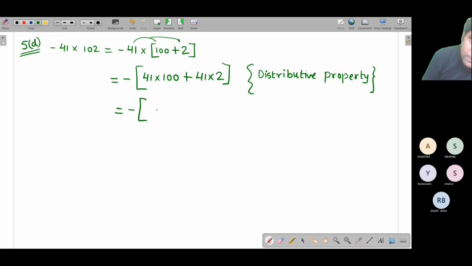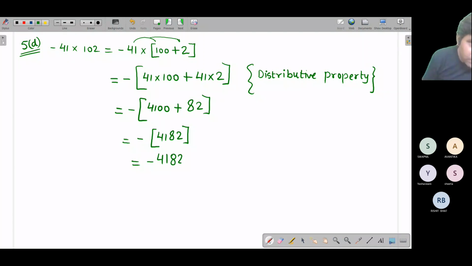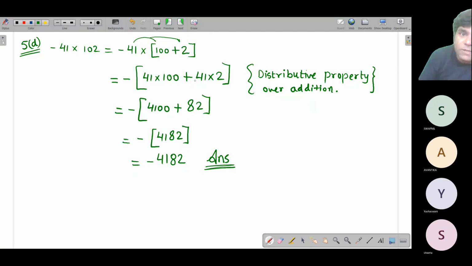Now what is outside? Minus. 4100 plus 82, and it's very simple. Minus of 41. Sir, its answer will be 4182. Minus 4182. Don't forget the sign, because of that particular small sign your answer can be wrong. Yes, it is completely distributive over addition, because in between the sign is a plus sign.